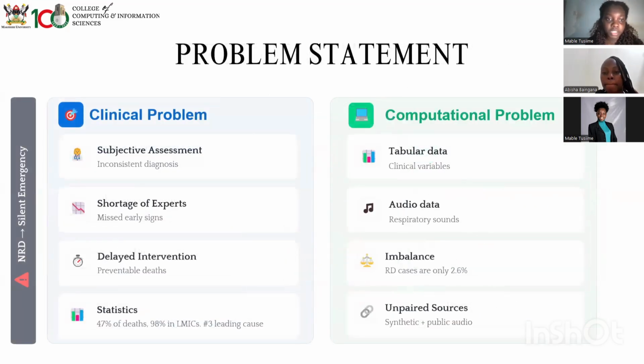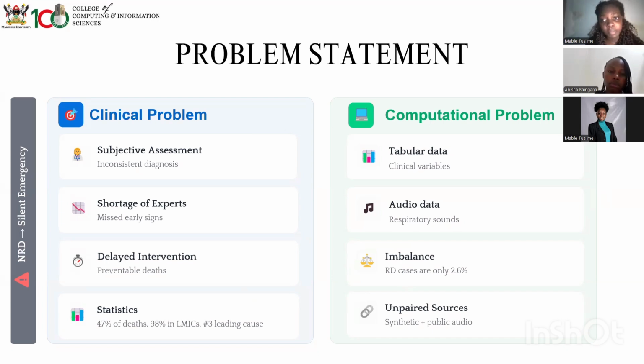So what is our problem statement? The clinical problem is that there is inconsistent diagnosis, that different medical workers predict or diagnose different diseases. So someone could say it's not distress, yet it's actually distress according to their experience and other factors. And then the shortage of experts. So people miss early signs, like the way the child is breathing, and that can lead to deaths that were preventable, because of delayed intervention. And then the statistics clearly show that this is a serious problem.